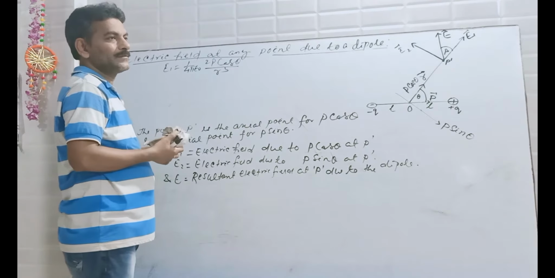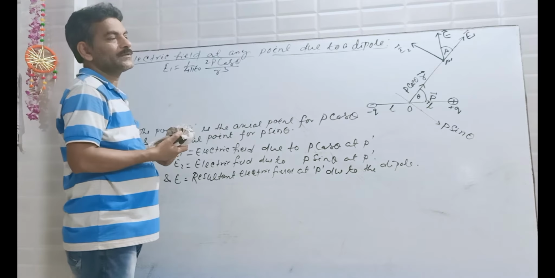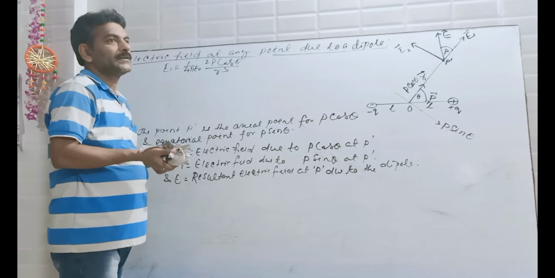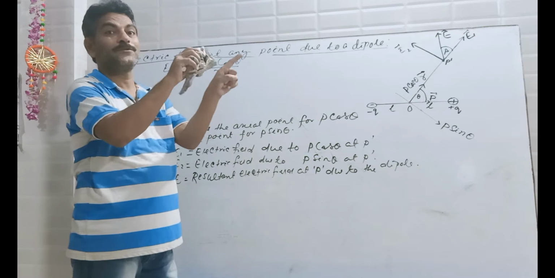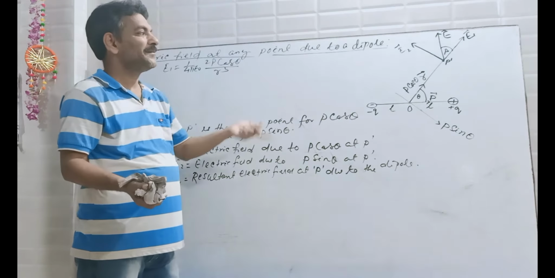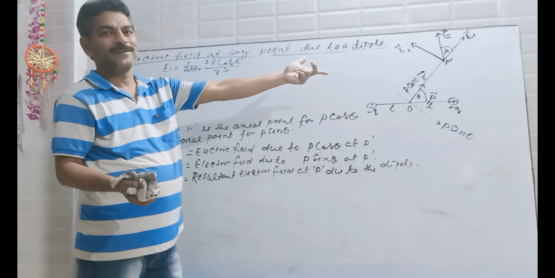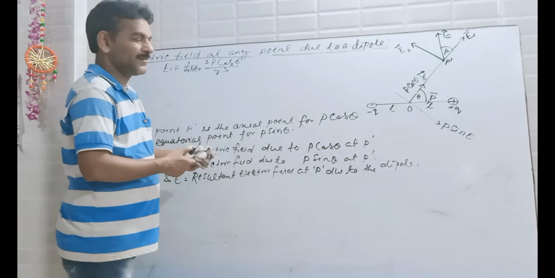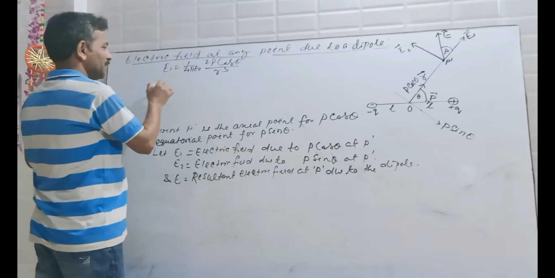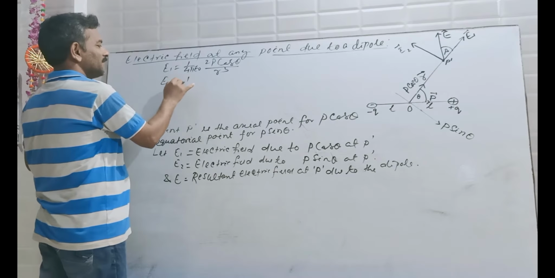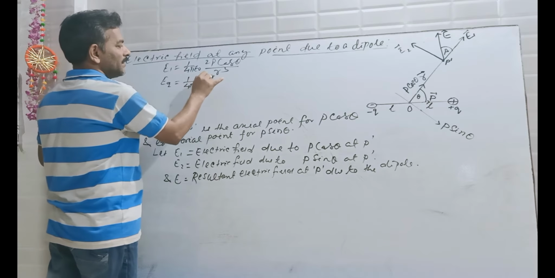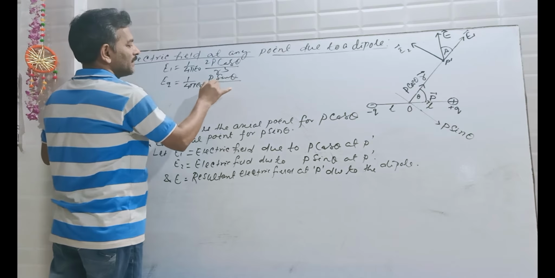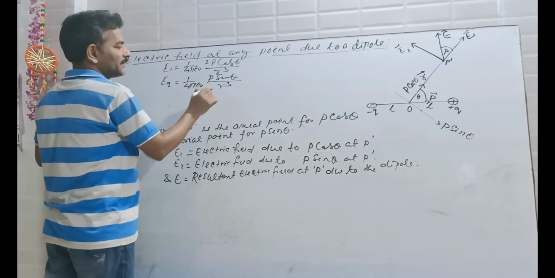You remember the previous formula. The electric field due to an electric dipole of dipole moment P at an axial point is 1 by 4 pi epsilon naught 2P by R cube. But here, in place of P, we should replace P cos theta. So E1 is 2P cos theta term, and E2 is how much? 1 by 4 pi epsilon naught P sin theta by R cube.